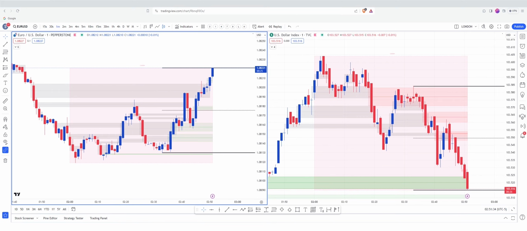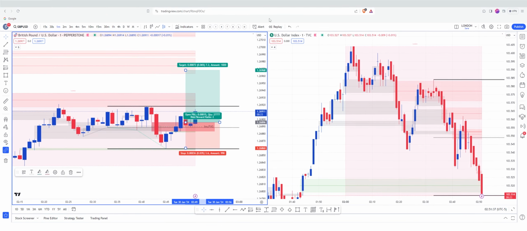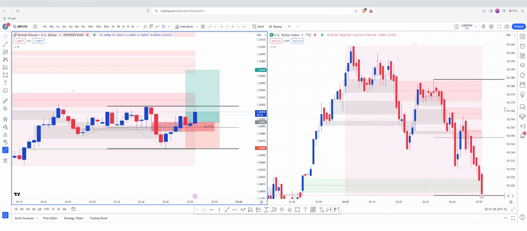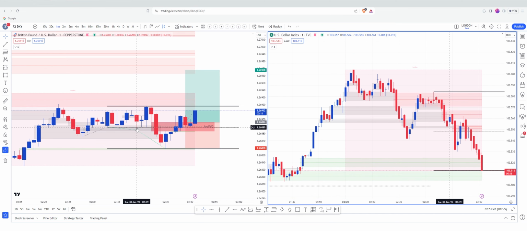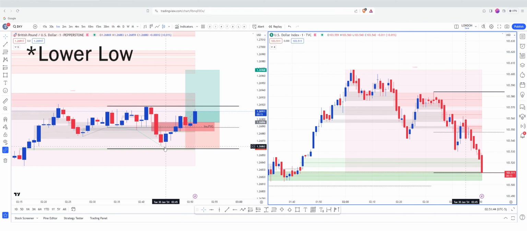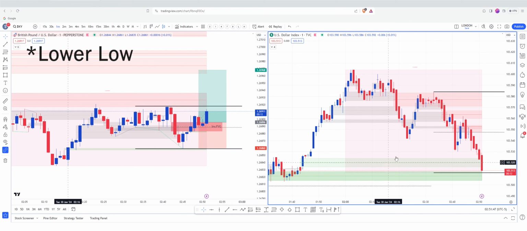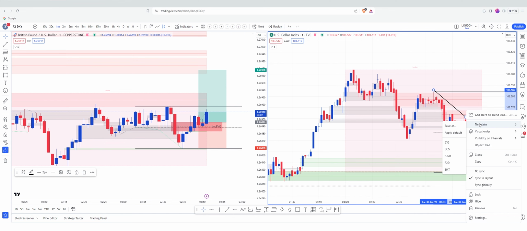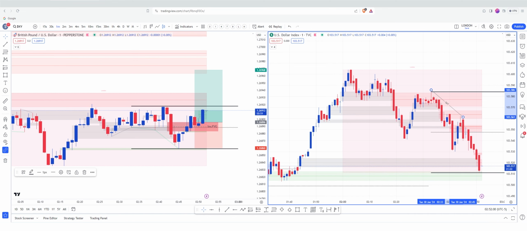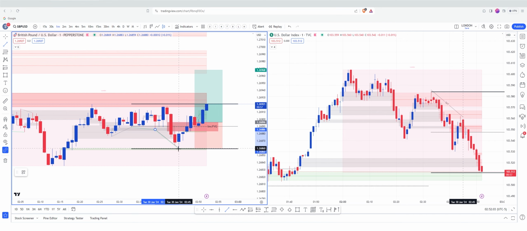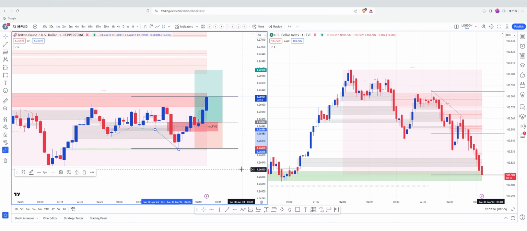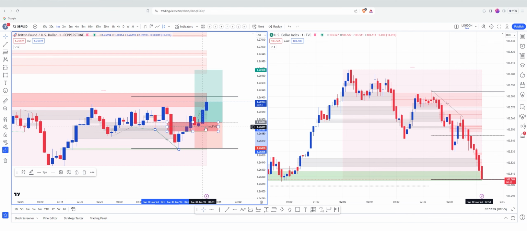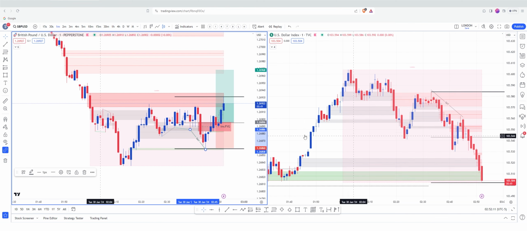So here we have an execution on Pound Dollar versus the Dixie. Again, we had SMT at this point. Pound putting in a lower high, whereas the Dixie was dropping off with lower lows, sorry, lower low, and the Dixie was putting in a lower high. So it's SMT. This is showing strength in the pound, weakness in the dollar.